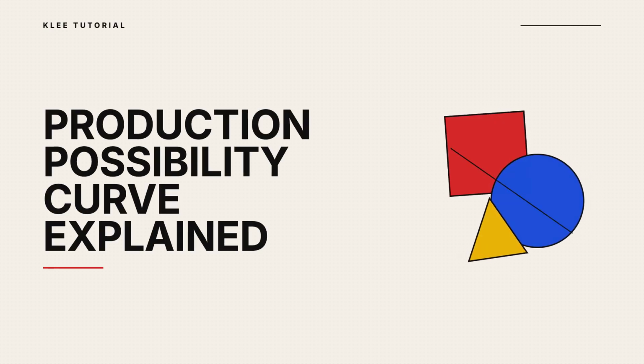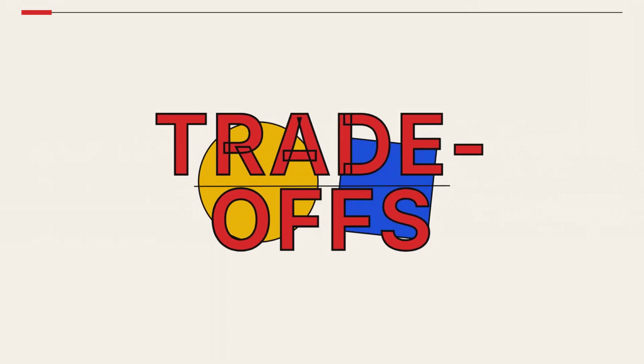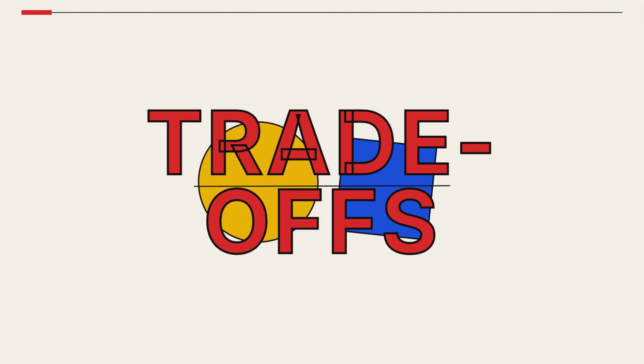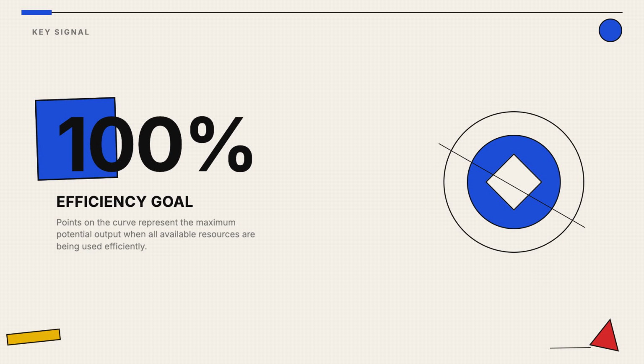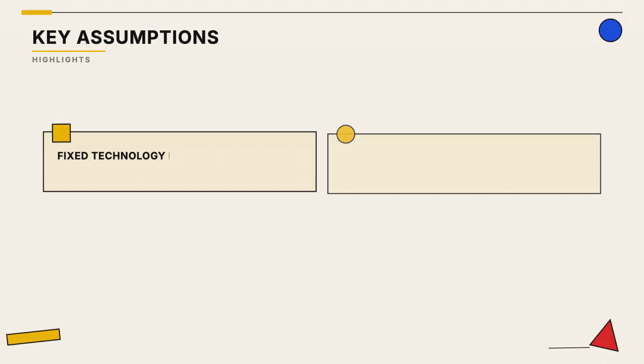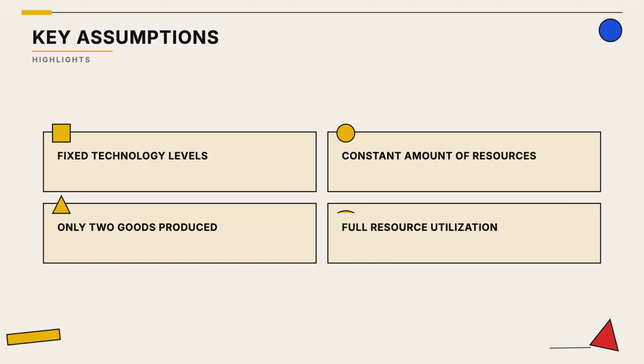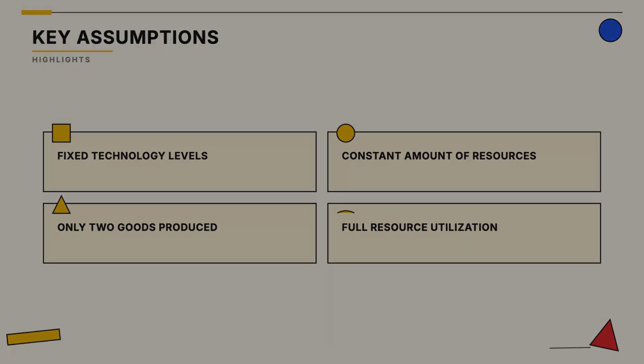The production possibility curve is a fundamental tool for understanding trade-offs and efficiency in an economy. At its heart, this concept illustrates that resources are limited, meaning choosing to produce more of one thing requires producing less of another. When an economy operates exactly on the curve, it is at full efficiency, utilizing every available resource to its maximum potential. To keep the model simple, economists assume a fixed set of resources and technology, focusing only on two types of goods.